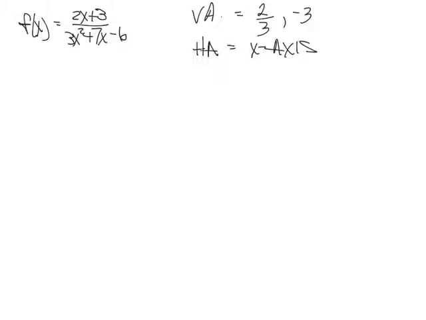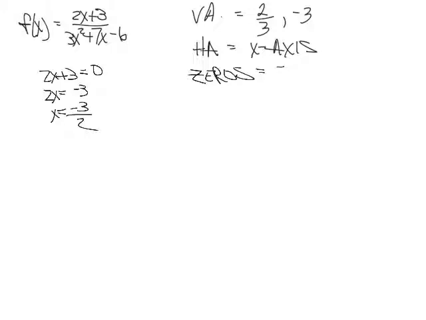So I'm just going to write 2x plus 3 equals 0. Because when 2x plus 3 is 0, my y value is 0. So 2x equals negative 3. X equals negative 3 halves. So that's where my zero is, the zero of the equation, at negative 3 halves. So the x-intercept then would be negative 3 halves, 0. Okay?